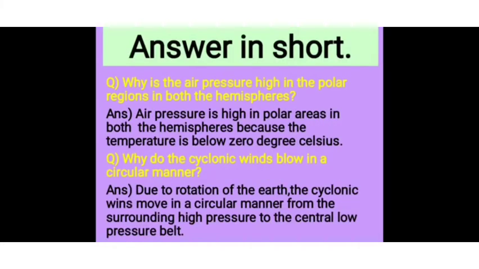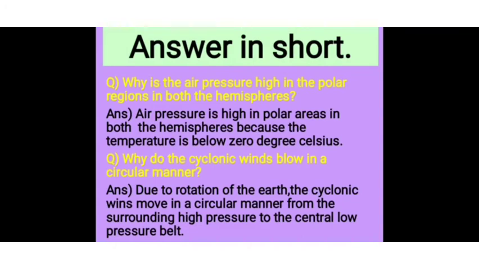Answer in short. Question: why is the air pressure high in the polar regions in both the hemispheres? Answer: air pressure is high in polar areas in both the hemispheres because the temperature is below 0 degrees Celsius.